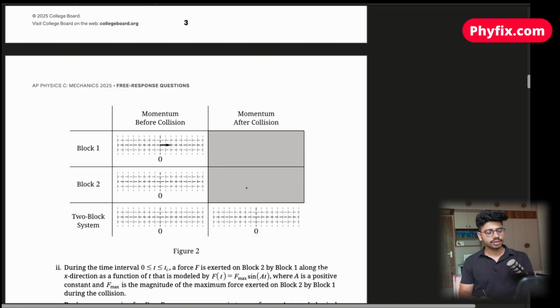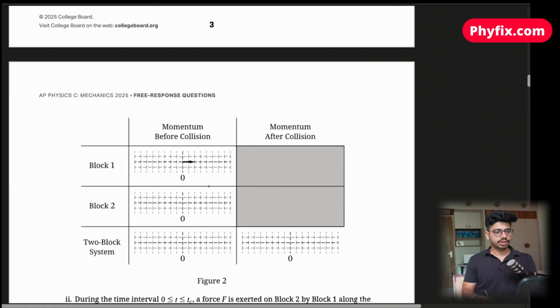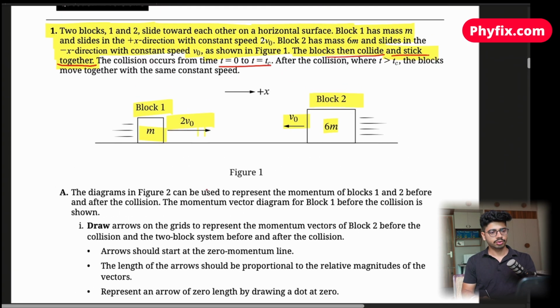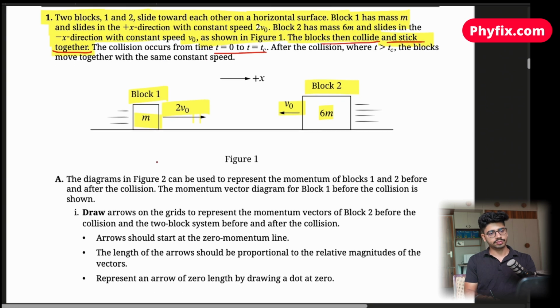So the thing is, they're asking to draw the momentum of block 1 and block 2 after the collision happened. So we have to figure out the momentum before the collision and after the collision. They have already given the momentum arrow for the first block. So let's see how much momentum the first one has.